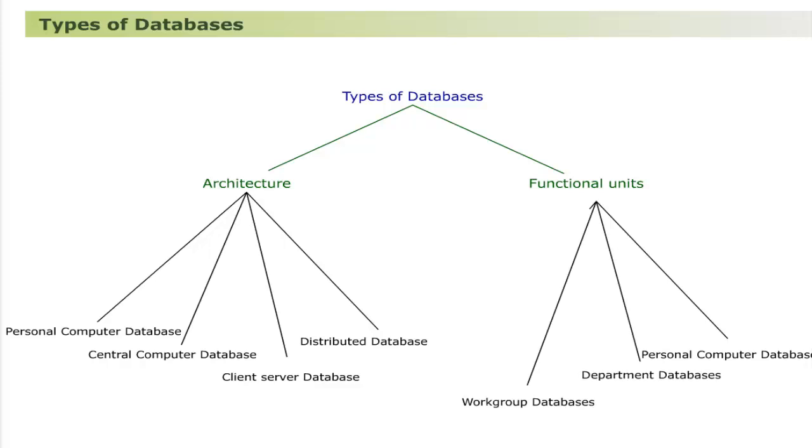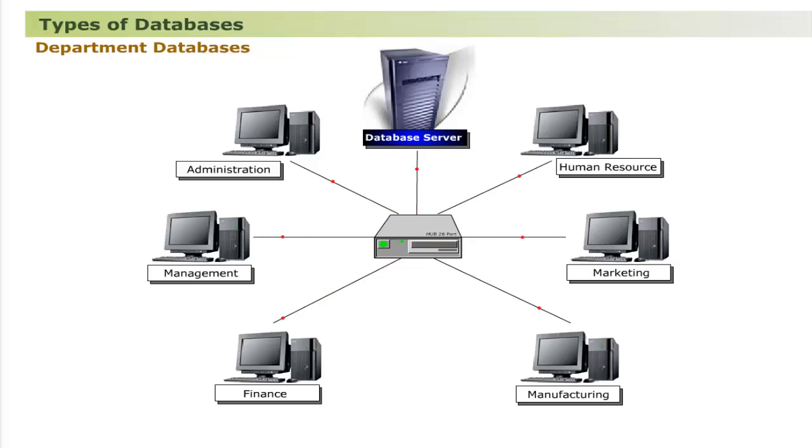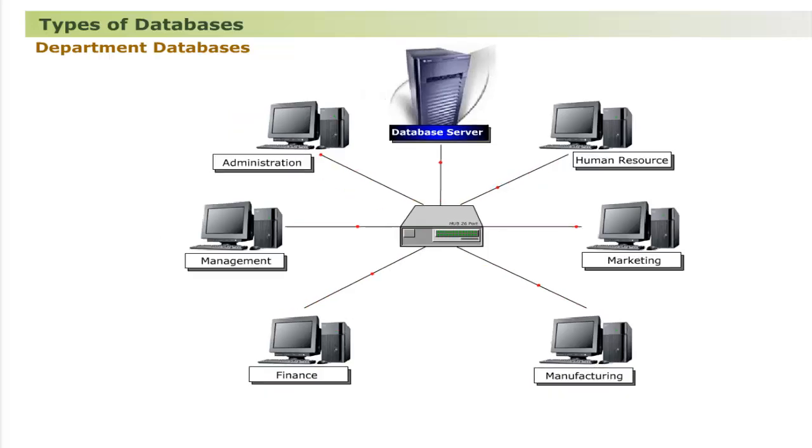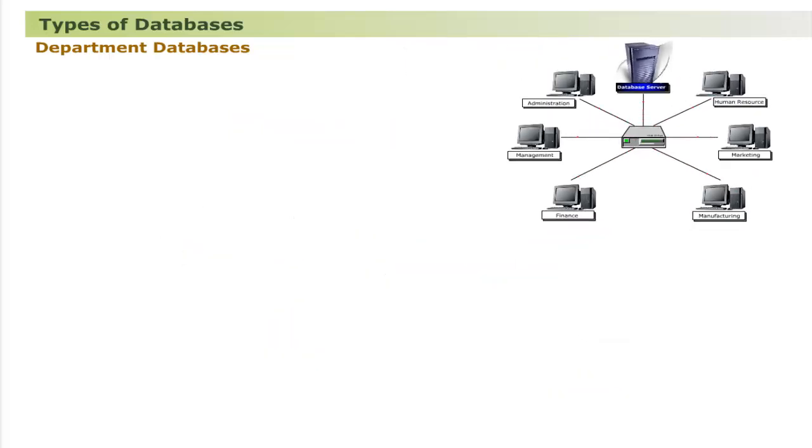Department databases. A department is a functional unit within an organization. Typical examples are human resource, marketing, manufacturing, and finance. A department is generally larger than a workgroup, typically between 25 and 100 persons. Each member of the department has a desktop computer and the computers are linked by means of a local area network.